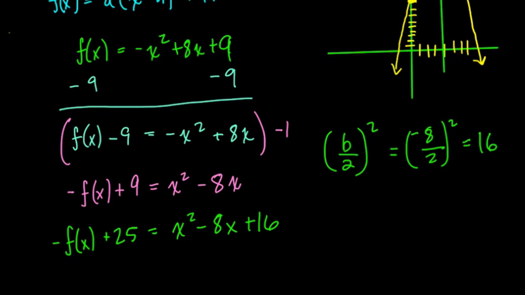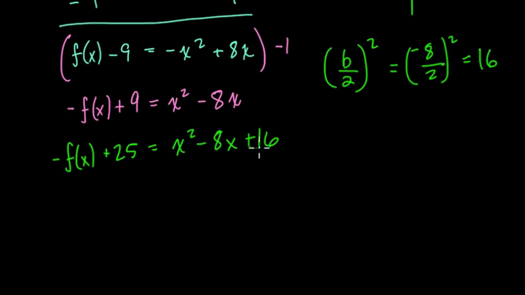And now we're almost done. So here we've created a perfect square, so we can factor it quickly. Something squared. So here it's going to be x minus 4. If you think about that, minus 4 and minus 4 multiply to positive 16 and add to negative 8. So this is our something squared, makes this perfect square trinomial.